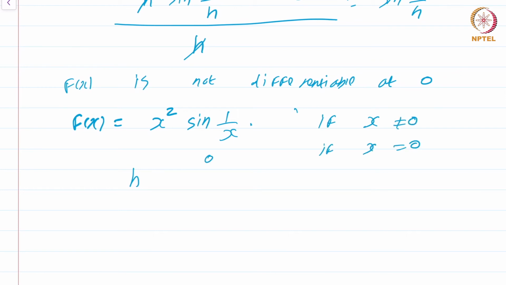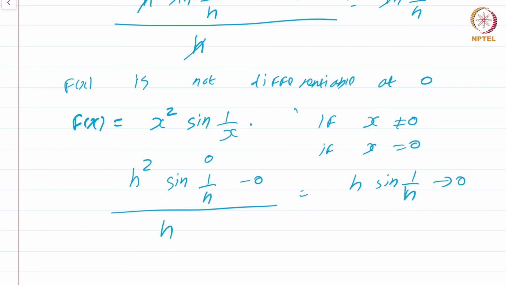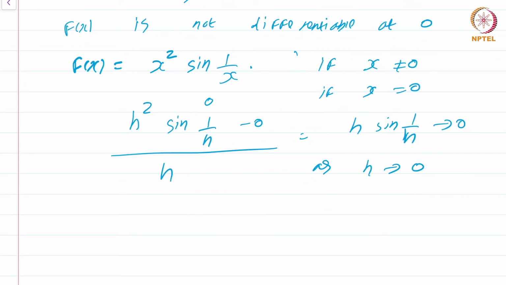So let's take the Newton quotient. It will be h squared sine 1 by h minus 0 by h, which is h sine 1 by h. And this approaches 0 as h goes to 0, because the oscillations of sine 1 by h are bounded between plus and minus 1, and the factor h will ensure that the product is 0. So the function x squared sine 1 by x is indeed differentiable at 0. Okay, and the derivative is 0.